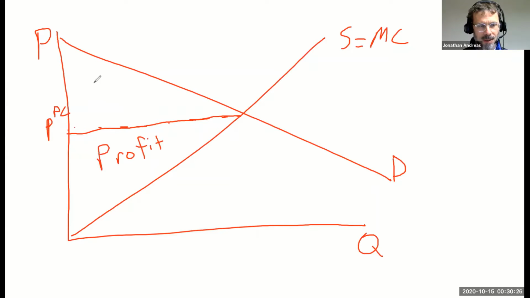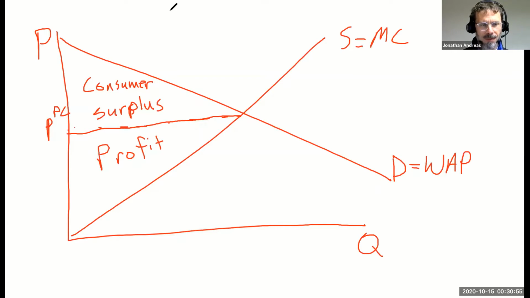And up here, this is the profit that consumers get. This is what's usually called consumer surplus. This is the amount of money saved that consumers didn't have to pay, that they would have been willing to pay. Because remember, the demand curve is the willingness and ability to pay curve.